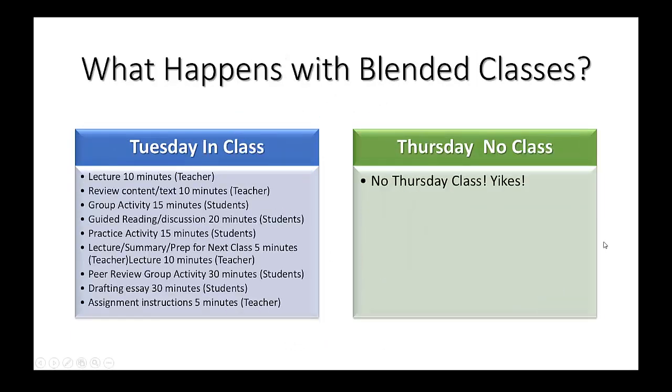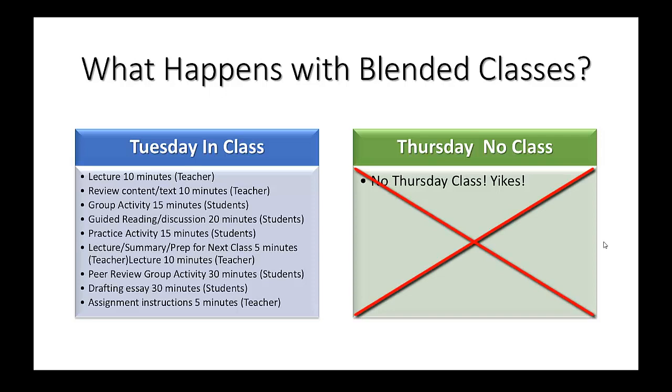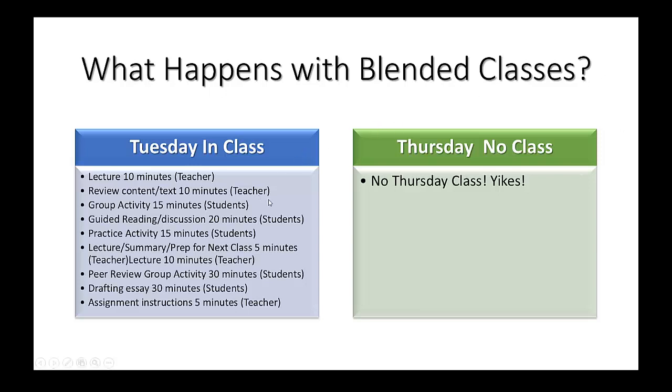Now, what happens with blended classes? Well, first off, we don't have 2 classes anymore. We only have Tuesday in class, and then there's no class on Thursday. So that hour and 15 minutes that I had on Thursday is now gone. And I have to use that hour and 15 minutes and add it to my hour and 15 minutes on Tuesday. So now I have 2.5 hours of content and activities to do in an hour and 15-minute class. How are we going to do that? It's almost impossible. So what happens?